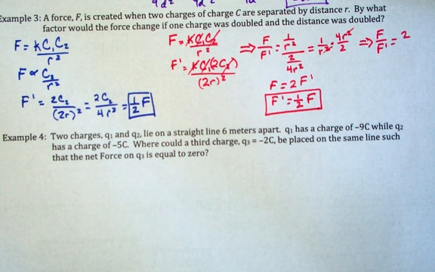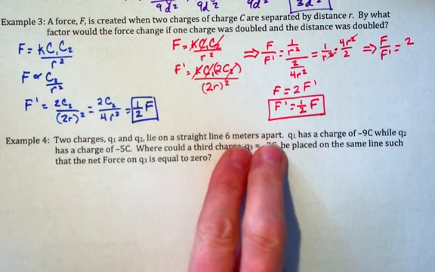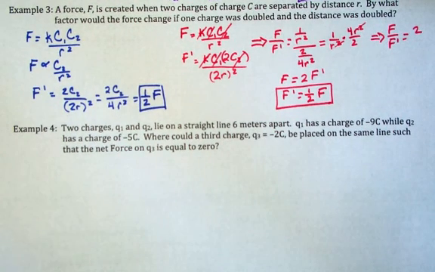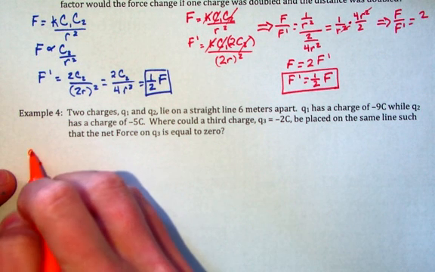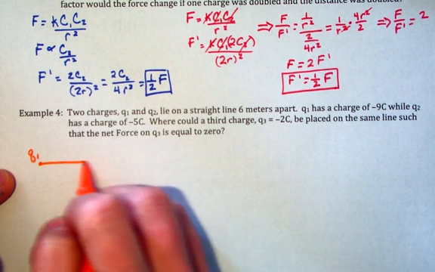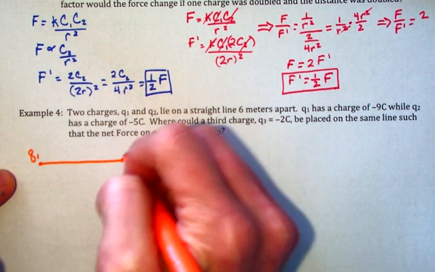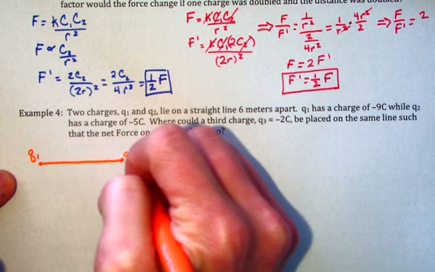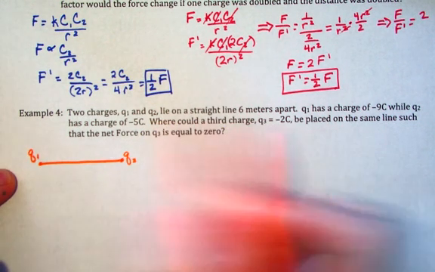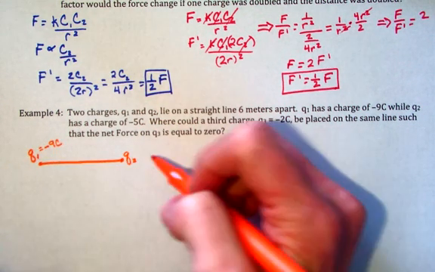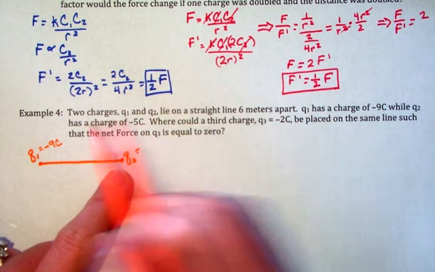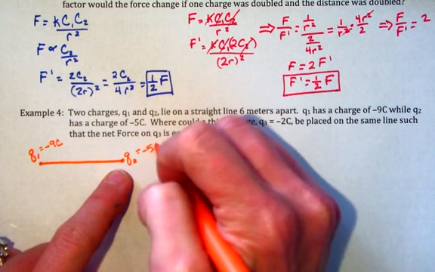And then the last example for today, we have two charges, 1 and 2. They're on a straight line 6 meters apart. So let's go ahead and draw this. So we have Q1 and Q2. And Q1 is -9 coulombs, and Q2 is -5 coulombs.